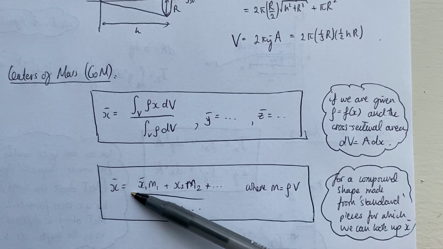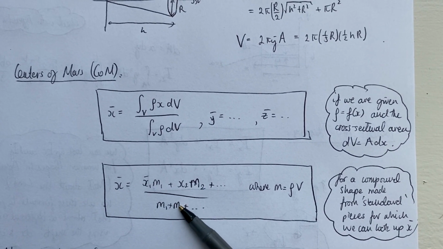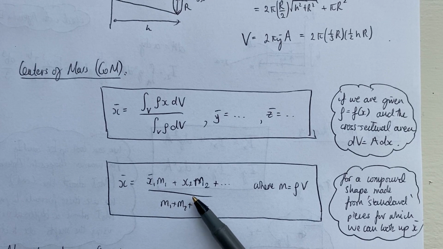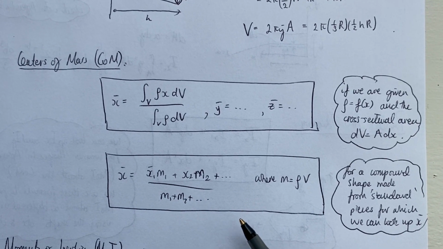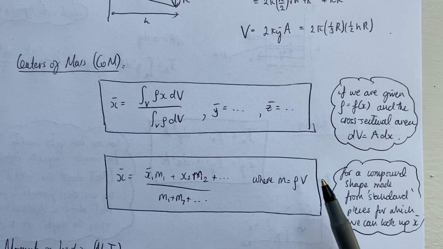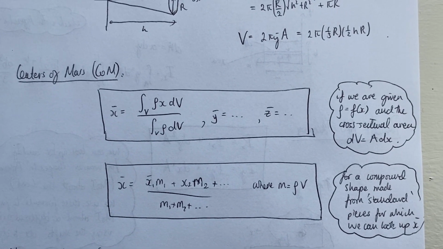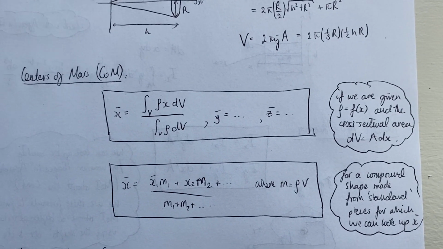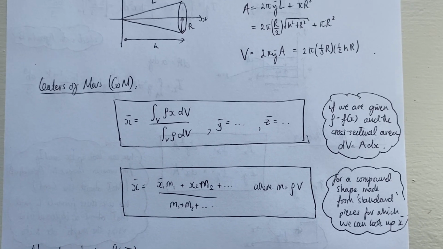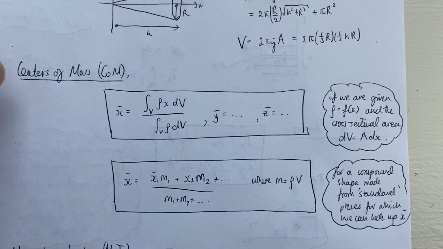So for these results, we're often dealing with standard shapes again that we can look up in the appendix, and the only thing we need to remember here is how to calculate the total mass, which is just rho multiplied by the volume. So that's centers of mass.